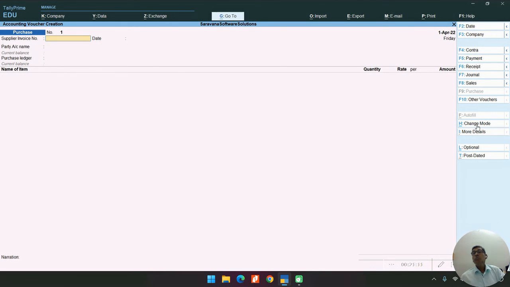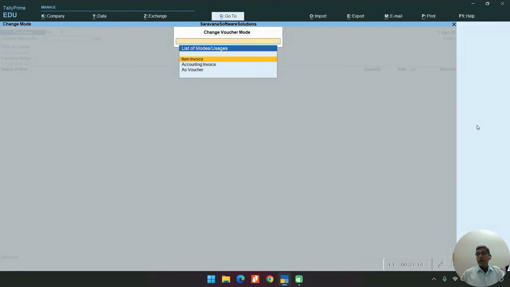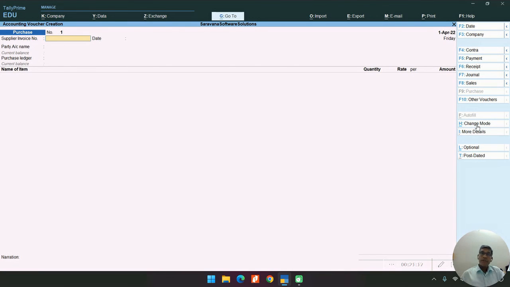Then change mode, which we will discuss in another video. So therefore, F4 is contra, F5 is payment, F6 is receipt, F7 is journal, F8 is sales, and F9 is purchase. Any transaction that happens in your organization, based on the transaction, you can record it in any one of these vouchers.